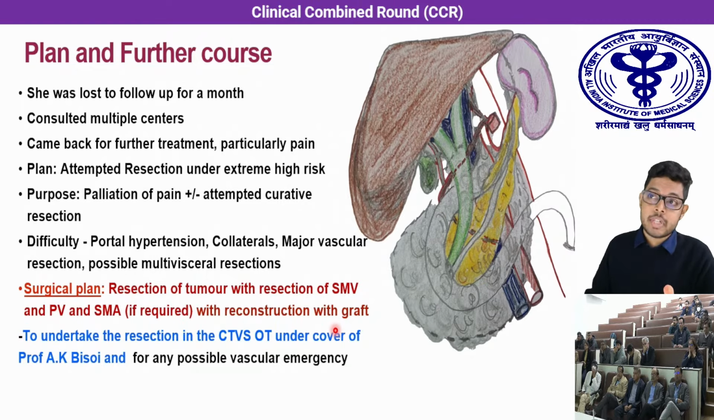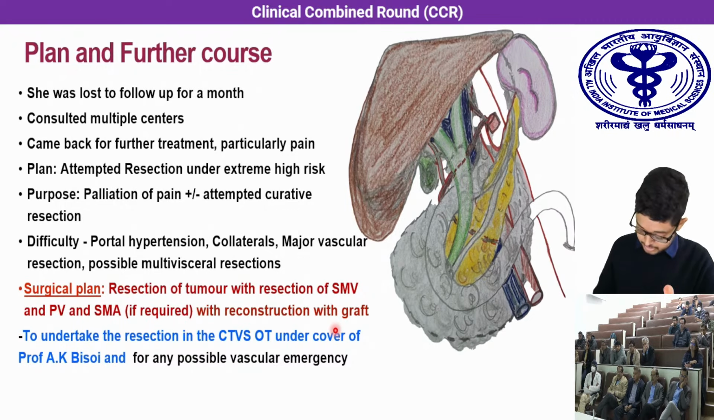The difficulty which was anticipated was portal hypertension and the presence of collaterals. This was because she had an obstructed portal vein for almost 8 to 10 months. There could be major vascular resections and possibly multivascular resections also. The final surgical plan was resection of the tumor with resection of the SMV and the portal vein, and if required, the SMA, with reconstruction with graft. We decided to undertake the resection in the CTBS OT under the cover of Professor A.K. Bissoy for any vascular emergencies.